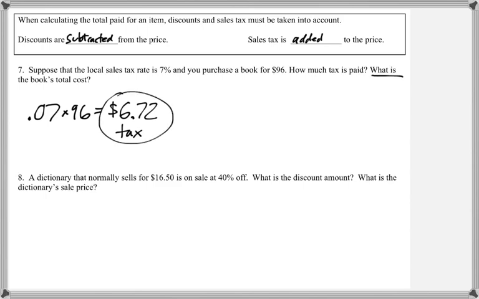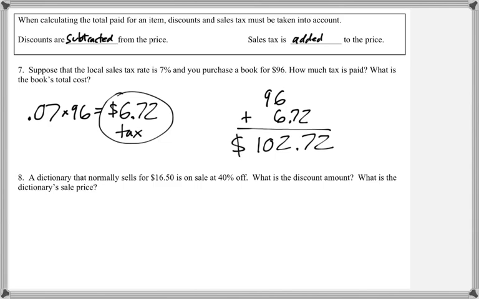Then they want us to find the book's total cost. So we need to add the tax to the original price. So 96 plus $6.72. And we get $102.72. So this is the total.